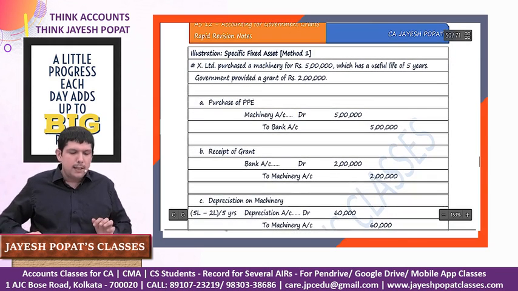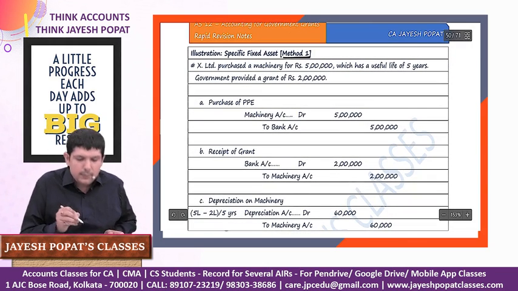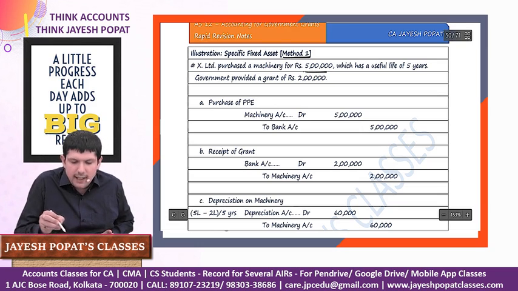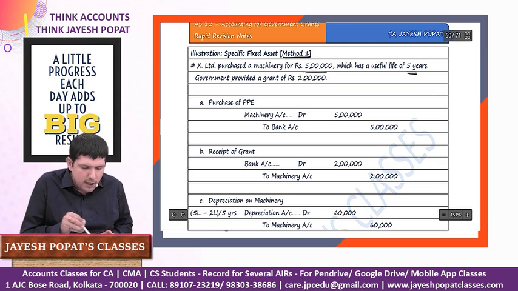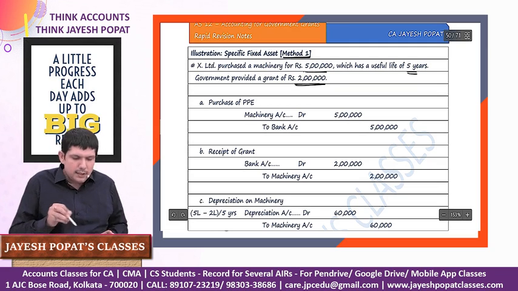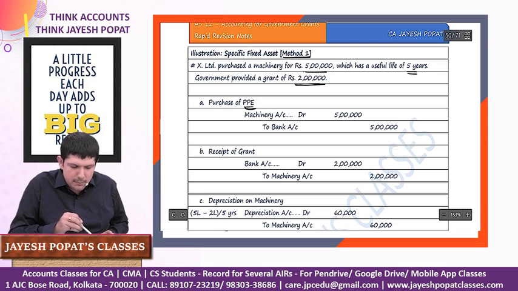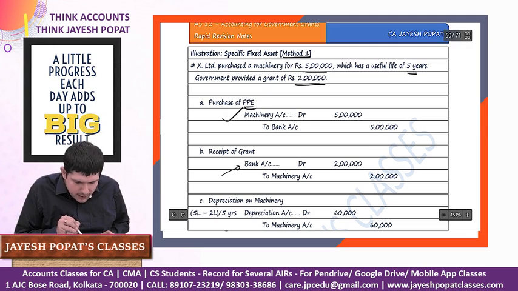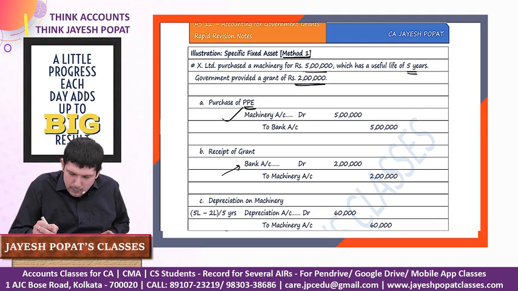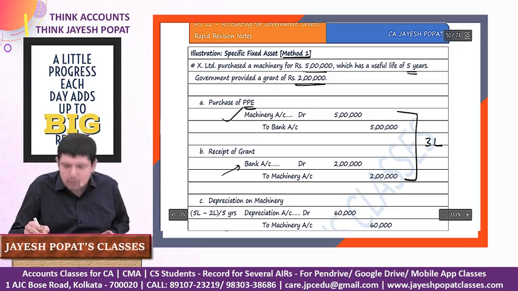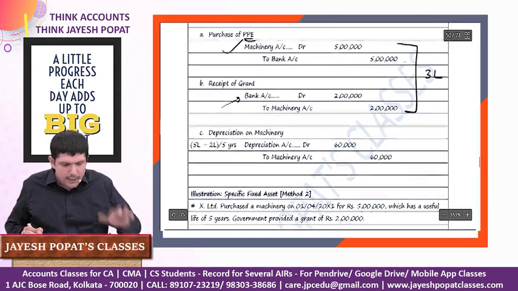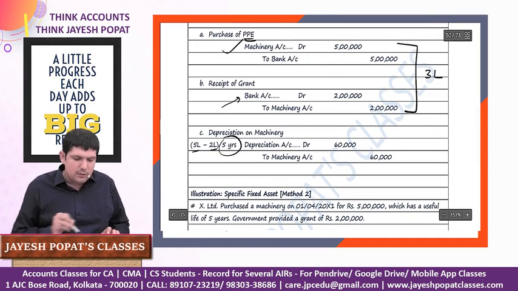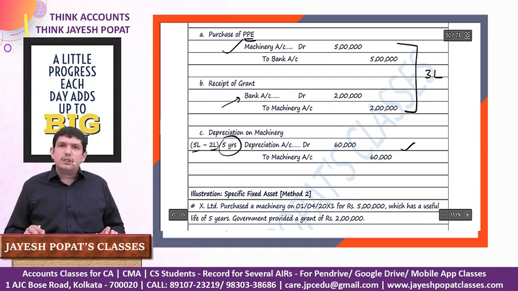We'll do it with the help of an example. Method one: we'll reduce the grant from the amount of the fixed asset. X Limited purchased a machinery for 5 lakh which has a useful life of 5 years. The government provided a grant of rupees 2 lakh. So when we purchase the machinery, we'll say machinery account debit to bank 5 lakh. When we receive the government grant, we'll say bank account debit to machinery account 2 lakh. So now the machinery is appearing in the books of accounts at 3 lakh. Now we'll provide depreciation on this amount: 5 lakh minus 2 lakh, 3 lakh, divided by useful life 5 years. We'll charge depreciation of 60,000 per year.